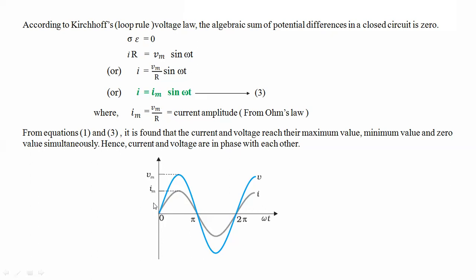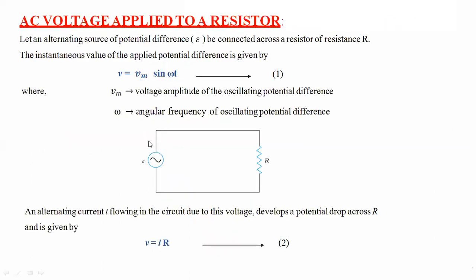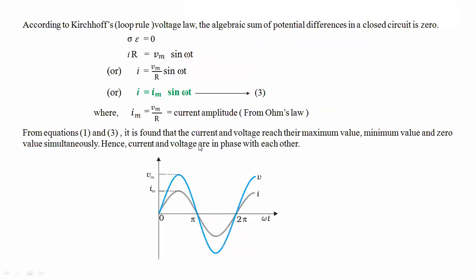So I can conclude that whenever an alternating voltage is applied to a pure resistance, the voltage and the current are in phase with each other. You observe this waveform: this is the waveform for voltage and this is the waveform for current. Here the maximum value Im for current and the maximum value Vm for voltage are reached simultaneously.